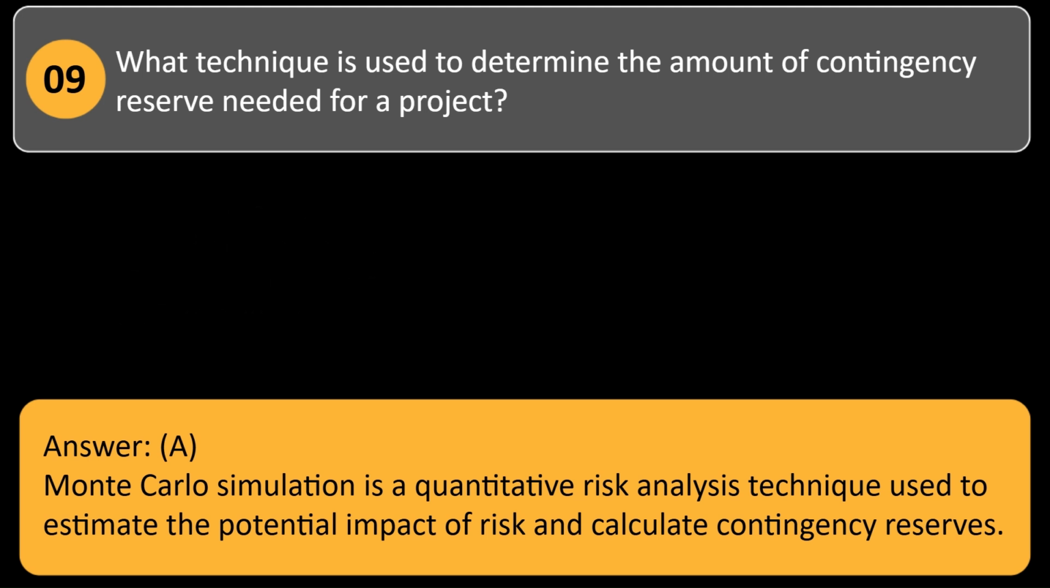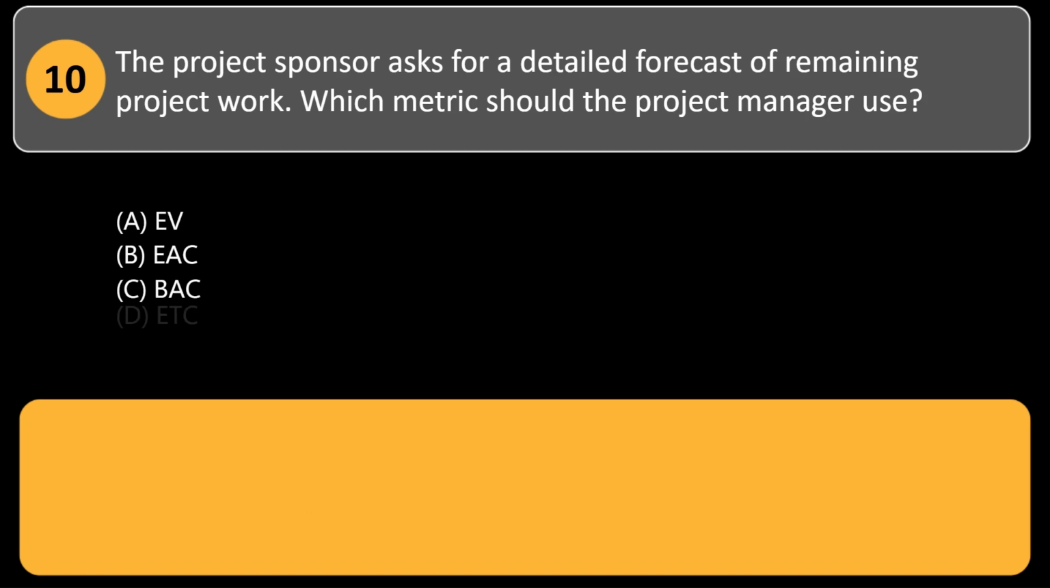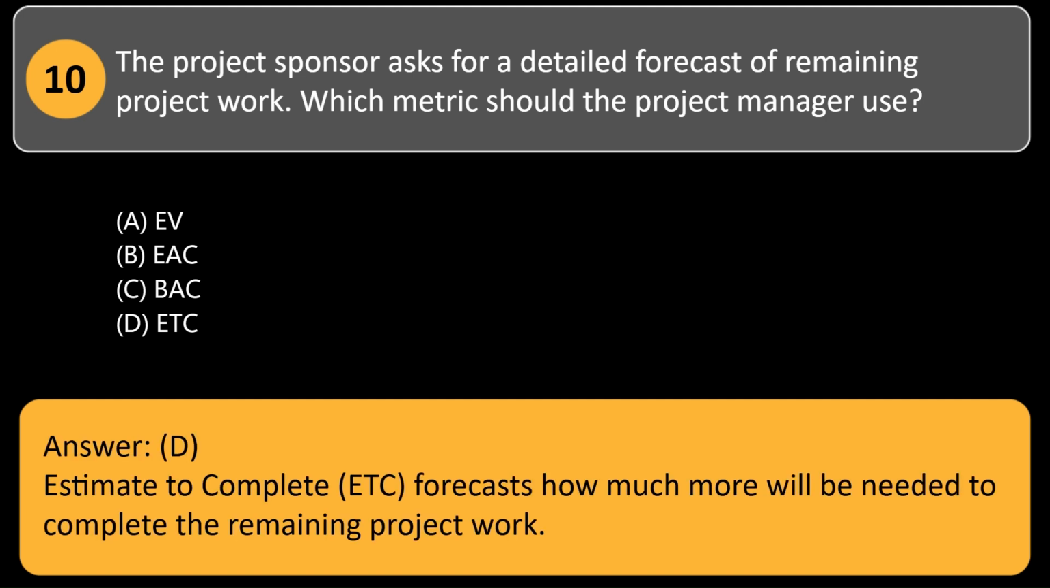The project sponsor asks for a detailed forecast of remaining project work. Which metric should the project manager use? A. EV. B. EAC. C. BAC. D. ETC. Answer: D. Estimate to complete, ETC, forecasts how much more will be needed to complete the remaining project work.